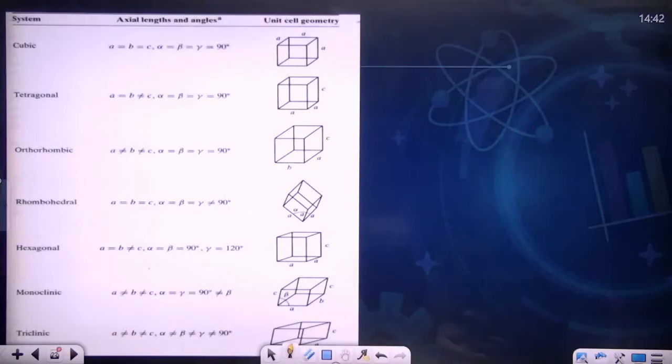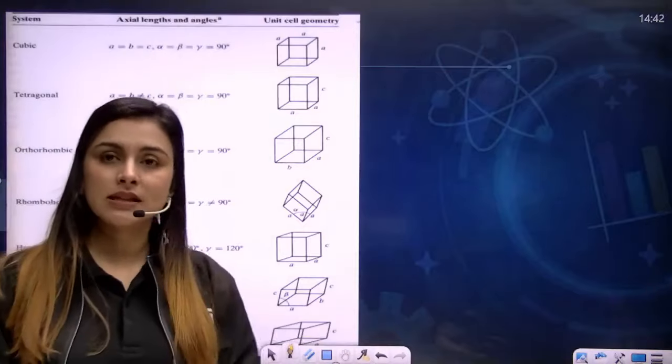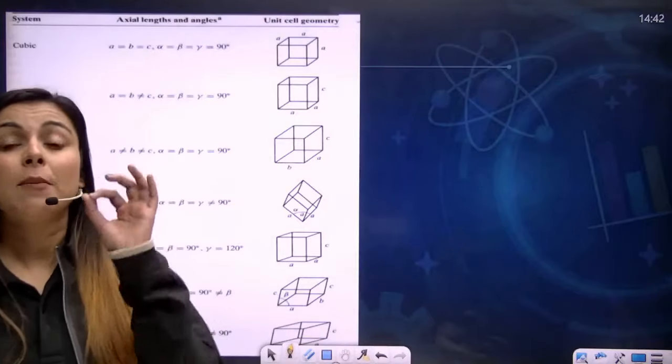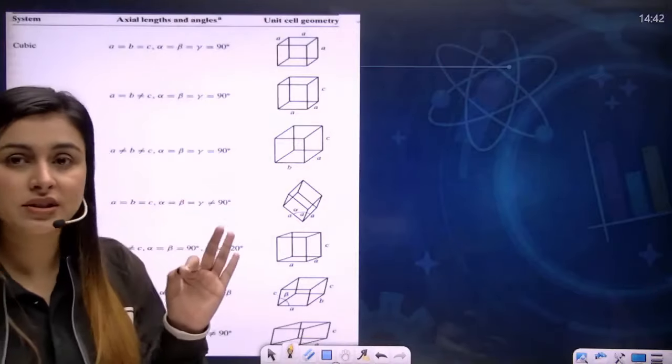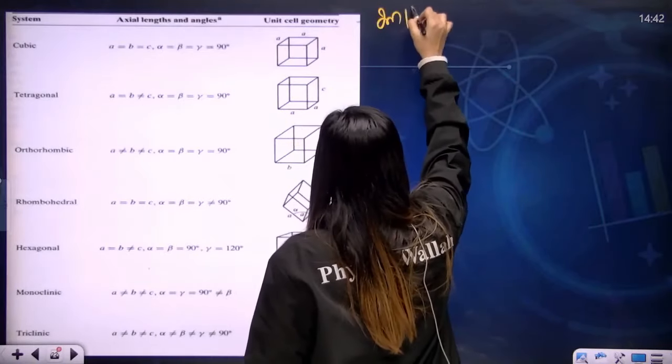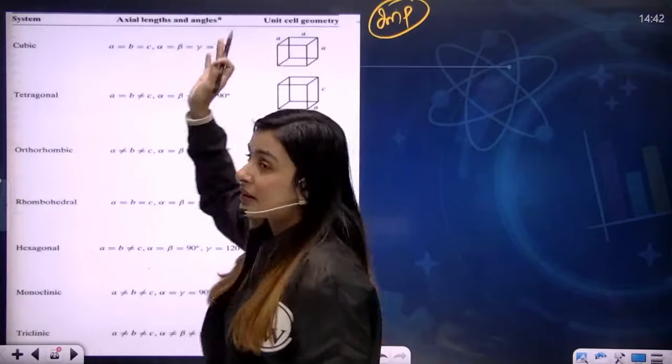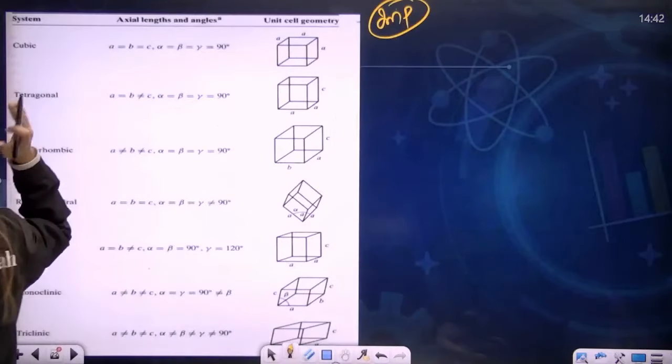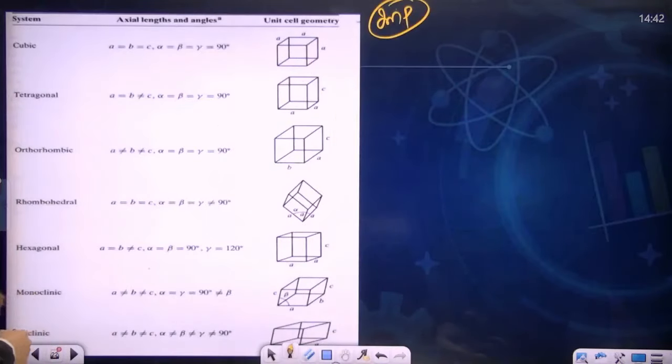Now let's talk about the seven crystal systems, and you need to know about each and every unit crystal system, my dear students. It is very important. Questions are asked from these, so you need to remember these. The first is cubic, the second is tetragonal, third is orthorhombic, rhombohedral, hexagonal, monoclinic and triclinic.